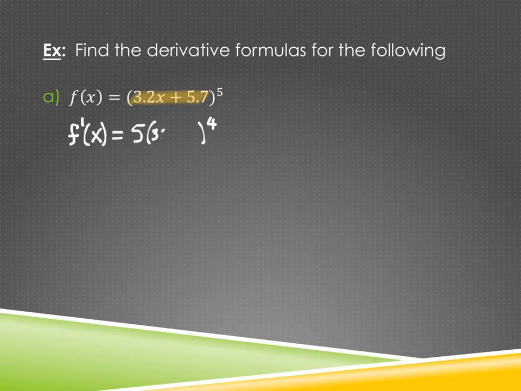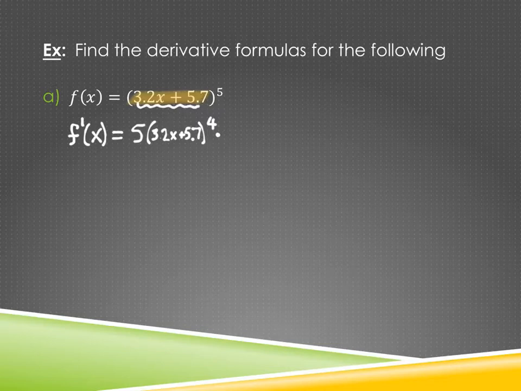So this is the 3.2x plus 5.7. I almost didn't give myself enough space. That component is the derivative of the outside: 5 brought down, rewrite, power 4. Then we have to multiply this by the derivative of the inside. So now we look at the stuff that I highlighted in yellow, and we take the derivative of just that component. So we're looking at the 3.2x plus 5.7.